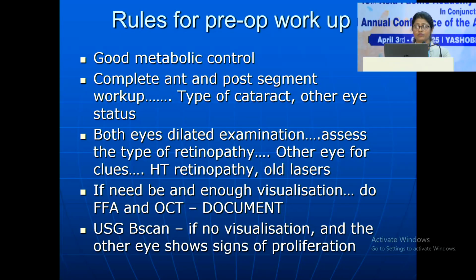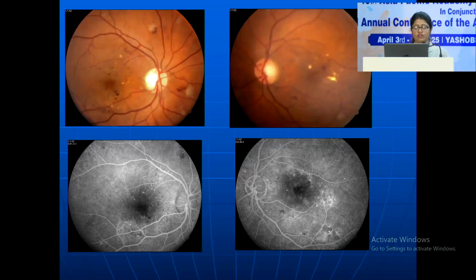The rules for pre-operative workup are good metabolic control. A complete anterior and posterior workup is required, with the type of cataract and other eye status. Both eyes should be dilated for examination. Assessment of the type of retinopathy should be done and other eye disease should be excluded. If needed and enough visualization is present, then FFA and OCT can be done for documentation. USG scan is preferred when visualization is not there. These are the fundus photos with their correlated FFAs.